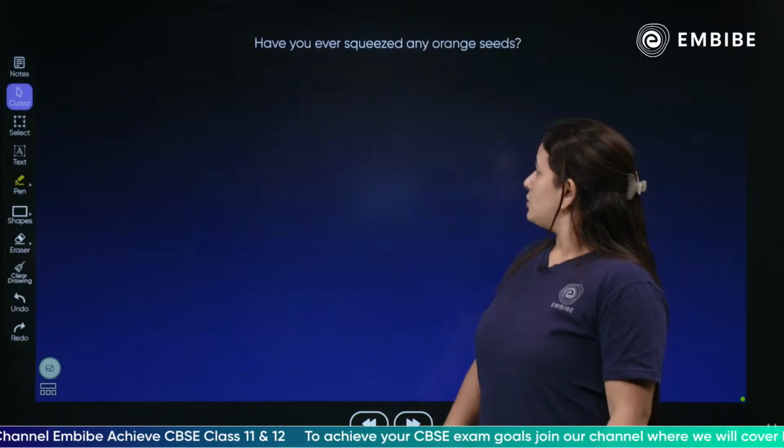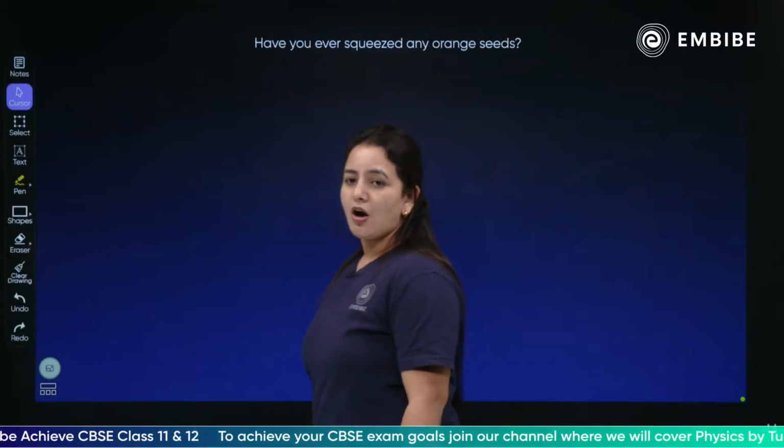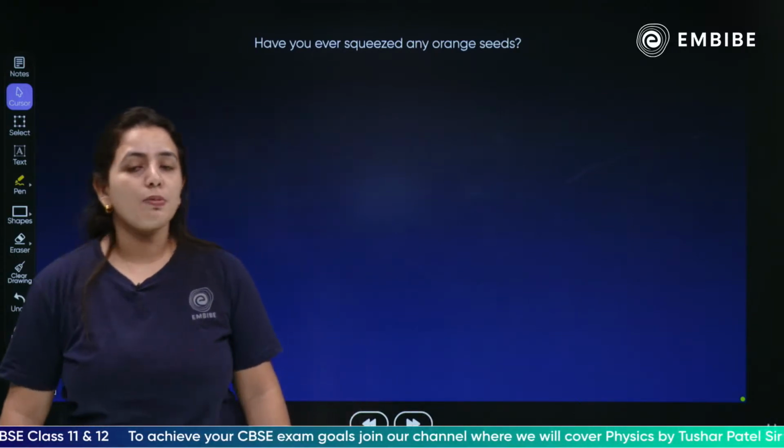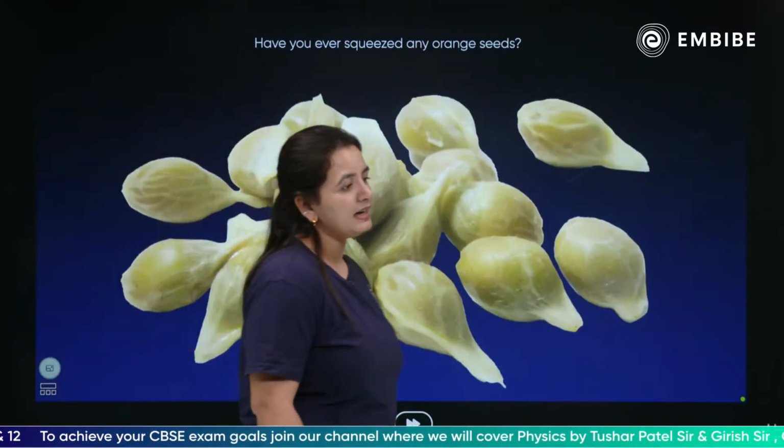Yes. So next we can basically talk about how you have ever squeezed an orange and found multiple seeds. We are going to talk about apomixis and polyembryony in detail.